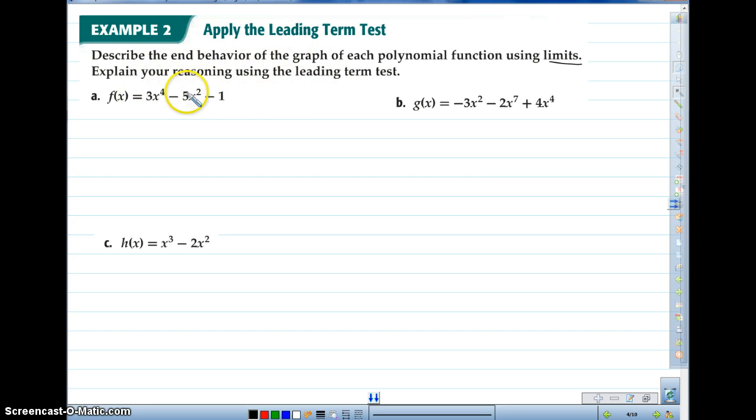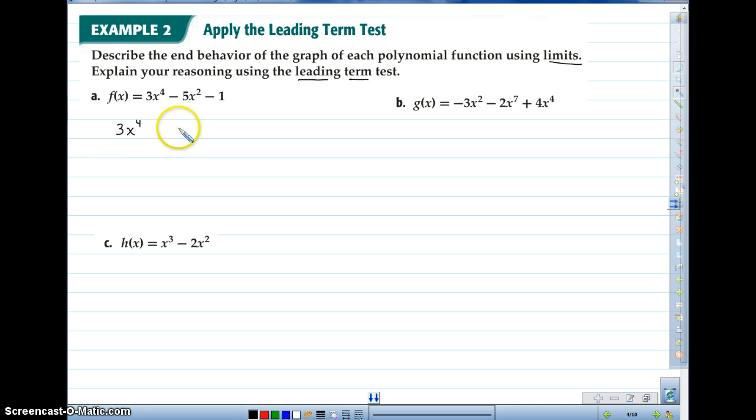So all your reasoning has to be is identifying the leading term. So the leading term for letter A, leading term is the largest degree term. That would be the 3x to the 4th. Now, if it's in standard position, it should be the first term, but it may not always be. If you look ahead at B, it may not always be in the front position. So you just have to double check. This one is the highest degree and it's in front, so that's the right one.